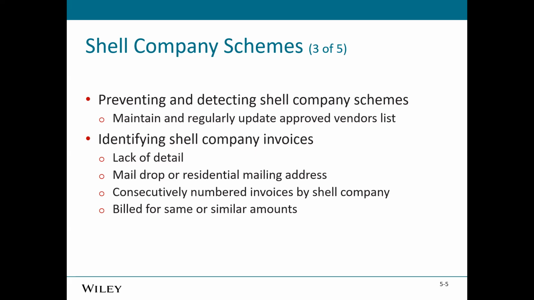Also, we'll see the same amount billed over and over and over again. And oftentimes that amount is going to be just slightly below what the person who is running this scheme has authorized. So maybe they're authorized to approve purchases up to $20,000, and we consecutively see like $19,500, right under their threshold. That's another key indicator or way that we can identify some of these shell companies.